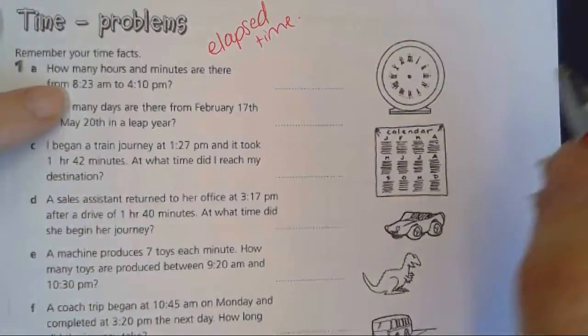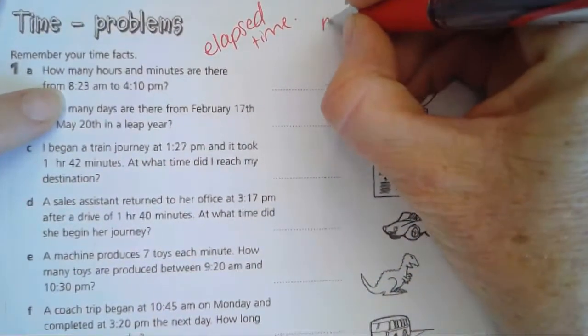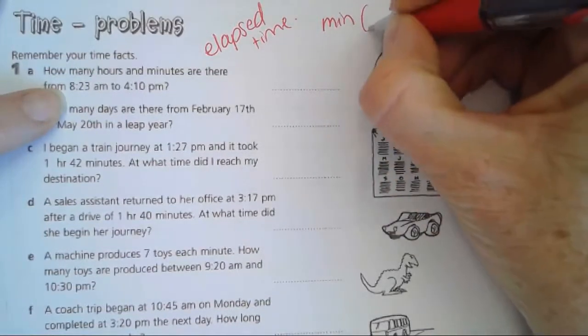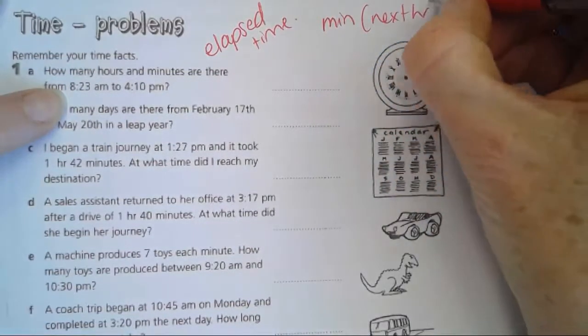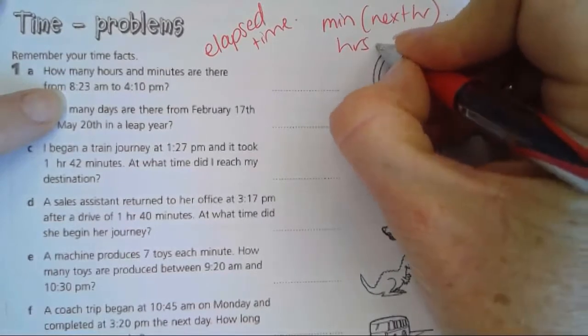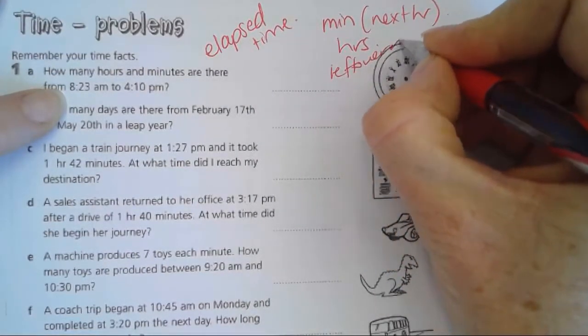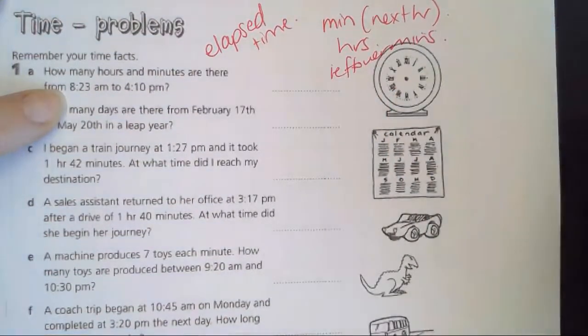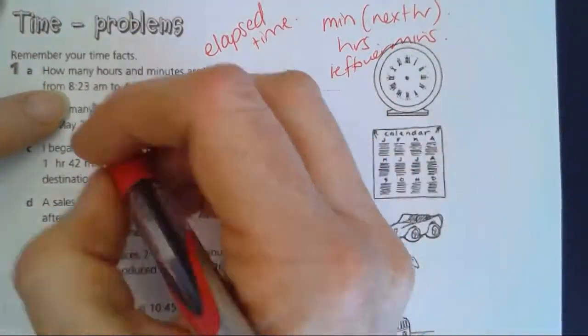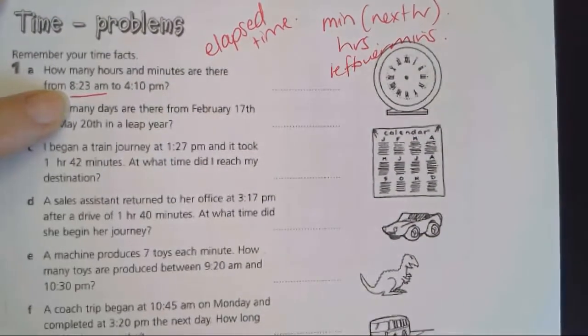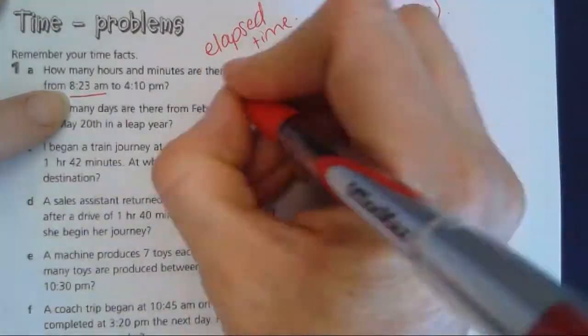Alright, so what I've talked about before is to do the minutes to the next hour, then count the hours, and then any leftover minutes. So how many minutes will take me to the next hour here?